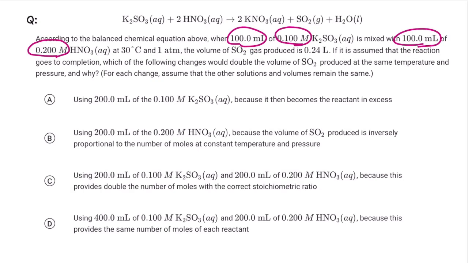0.24 liters. If it is assumed that the reaction goes to completion, which of the following changes would double the volume of the sulfur dioxide produced at the same temperature and pressure, and why?